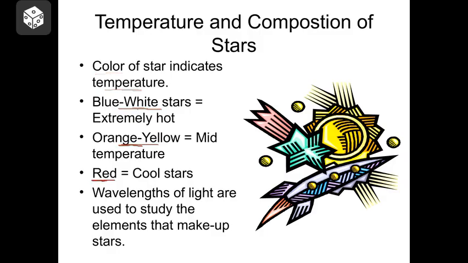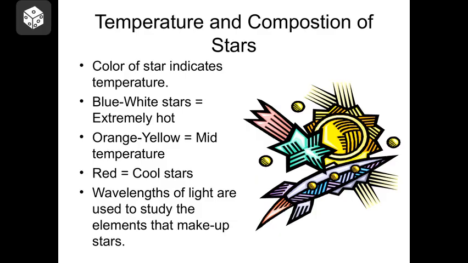It's not like we have gigantic thermometers that shoot out into space to these stars that are hundreds of millions of light years away. Well, basically, we study wavelengths. Wavelengths of light are used to look at the elements that make up stars. Now, how that's done is a deeper concept in physics that you'll get to when you get to physics at the high school. But just realize that we study wavelengths, or the colors of the rainbow, Roy G. Biv, which is basically what the colors of stars are.